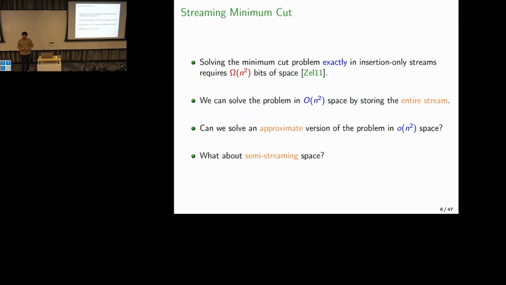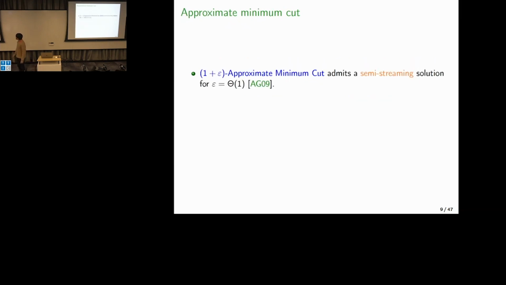So what about something like Karger's algorithm? Like, can you sparsify a graph, store only n over epsilon squared edges, and... Right. Perfect. Exactly. So that is the answer here. You can do a cut sparsifier in n over epsilon squared space. I'll come to it. Ahn and Guha basically give the bound, which is again just n over epsilon squared in semi-streaming. To make it semi-streaming, I have to set epsilon to be constant, or 1 over polylog n. And yes, 1 plus epsilon approximate min cut does admit a semi-streaming solution.